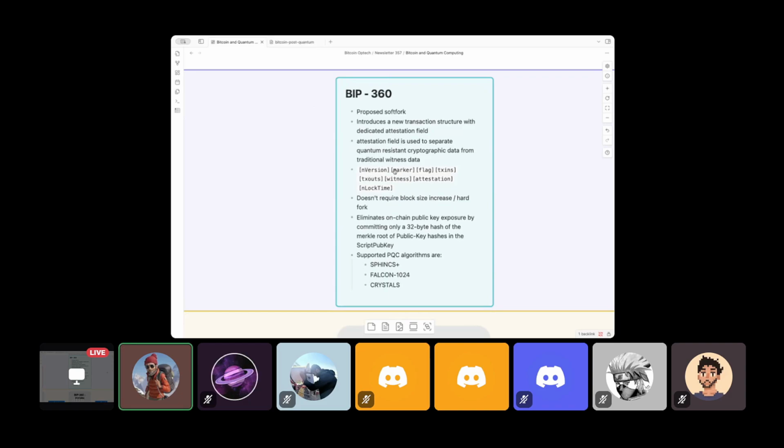So basically, when you serialize a transaction, these are all the things that go into the serialization. Right now, you have the version number, then the marker, flag, inputs, outputs, witness, and finally lock time. But this BIP 360 introduces a new attestation field before your lock time, and you can realize all these post quantum algorithms using this attestation field. So that's a broad idea. I don't want to go into the details of it.